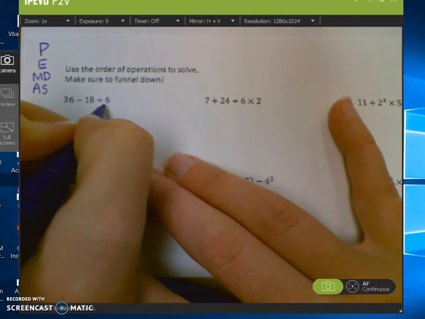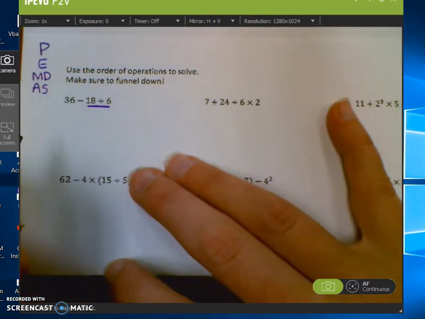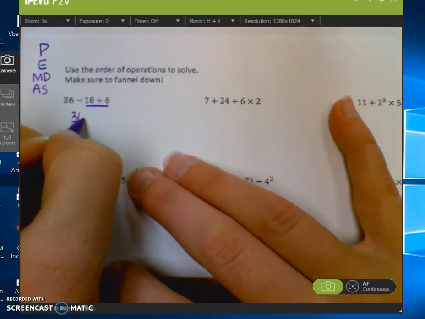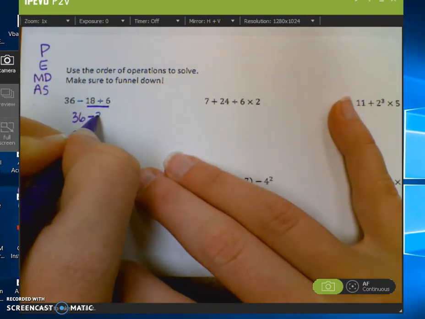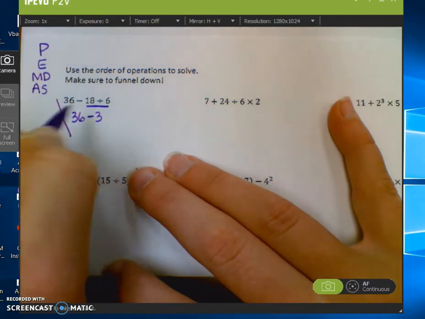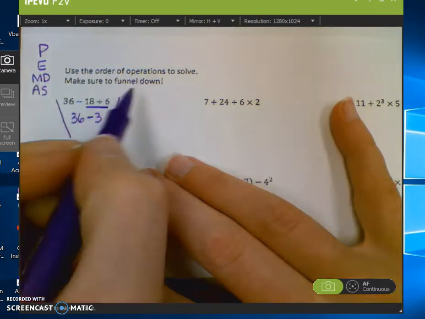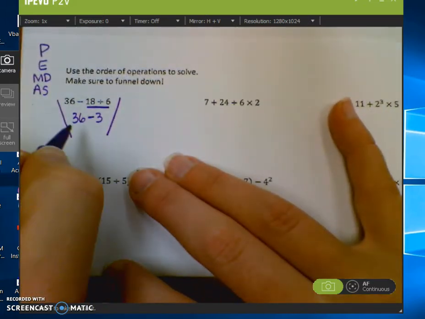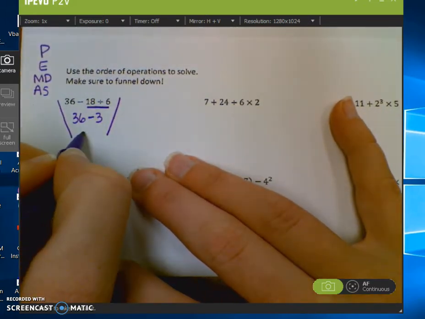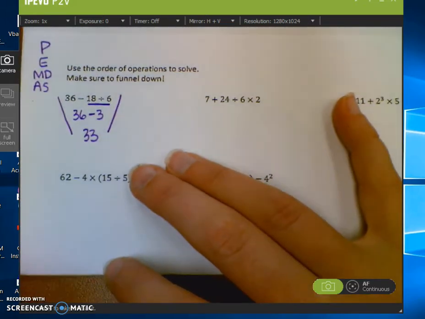So we do have a division symbol right here, 18 divided by 6. So I'm going to do 36 minus 18 divided by 6 is 3. And you'll notice that as we go, we should get skinnier and skinnier, so we kind of have a funnel down method. 36 minus 3 then gives me 33, which is my final answer.